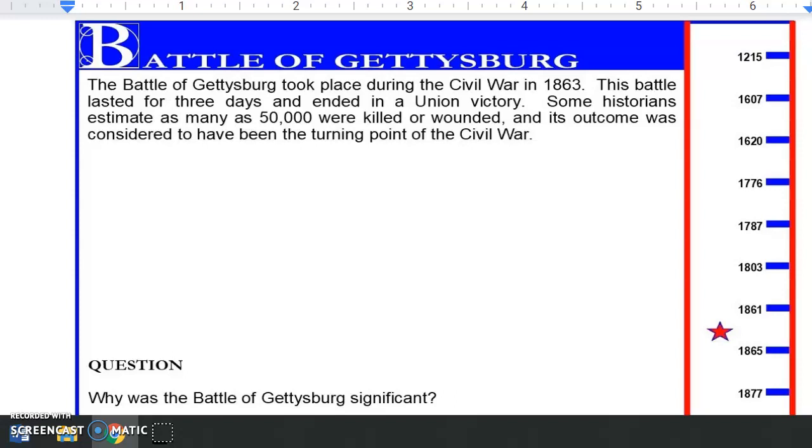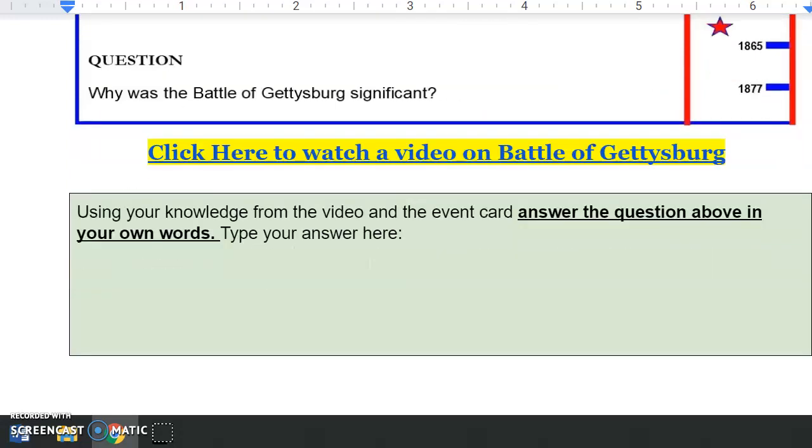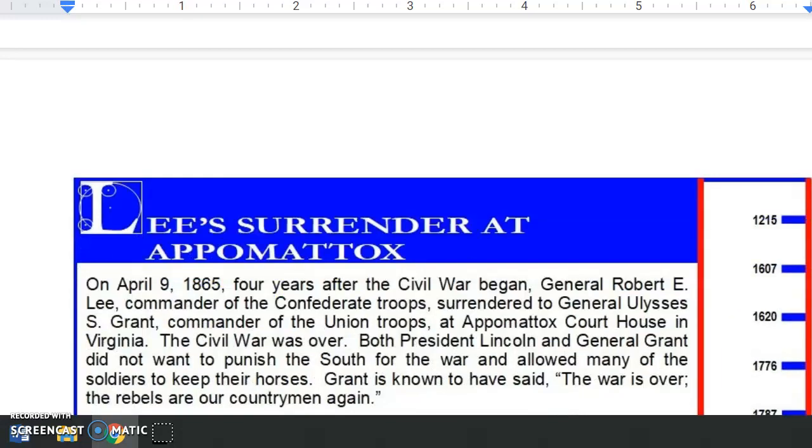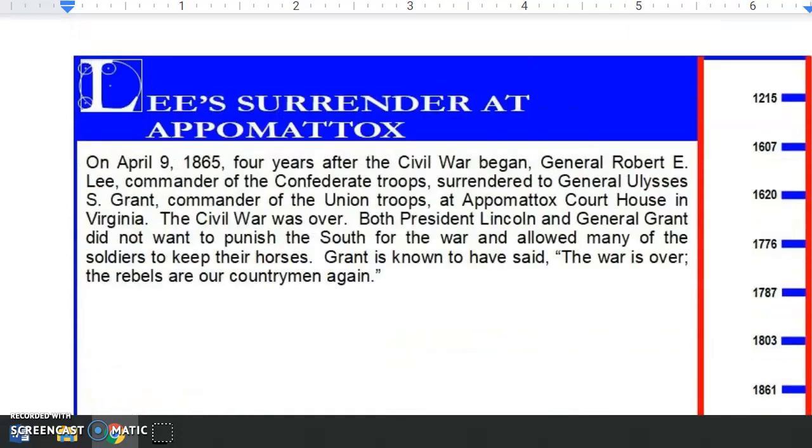The Emancipation Proclamation comes later. That's his speech, and that will be in next week's lesson. That's where he's going to say that the slaves are now free. Okay. And it's going to talk about Lee's surrender.